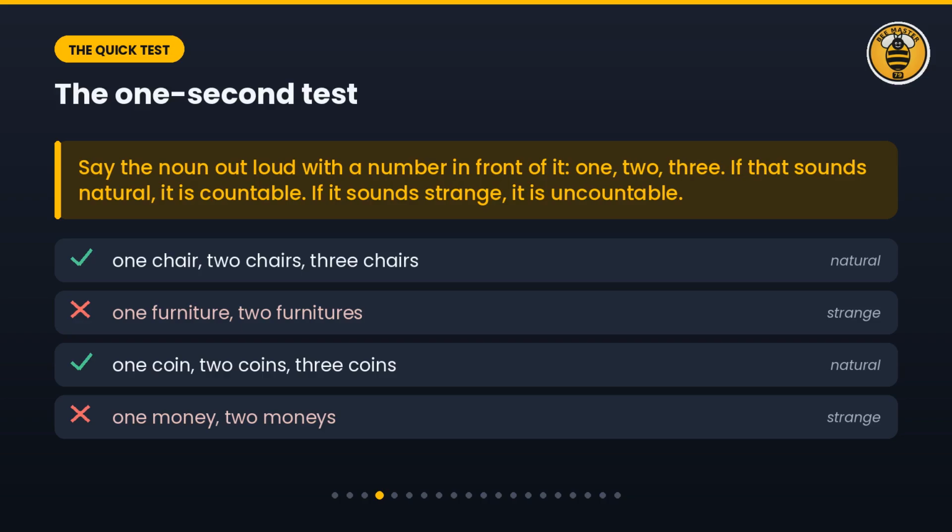Here is a test that takes 1 second. Say the noun out loud with a number in front of it. 1, 2, 3. If that sounds natural, the noun is countable. If it sounds strange, it is uncountable. Take chair: 1 chair, 2 chairs, 3 chairs. That is completely natural, so chair is countable. Now try: 1 furniture, 2 furnitures. That is wrong, and your ear can hear it. So furniture is uncountable. Same again. 1 coin, 2 coins is fine. 1 money, 2 monies is not. Coin is countable. Money is uncountable.